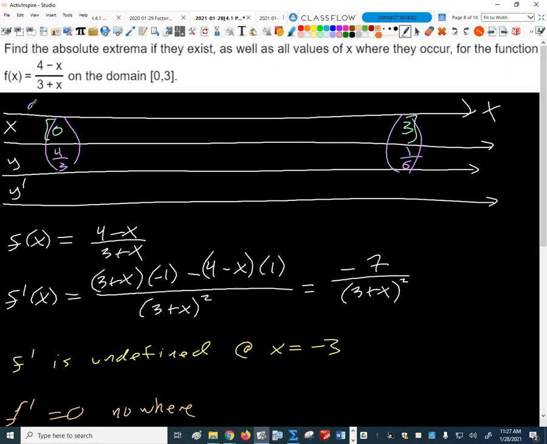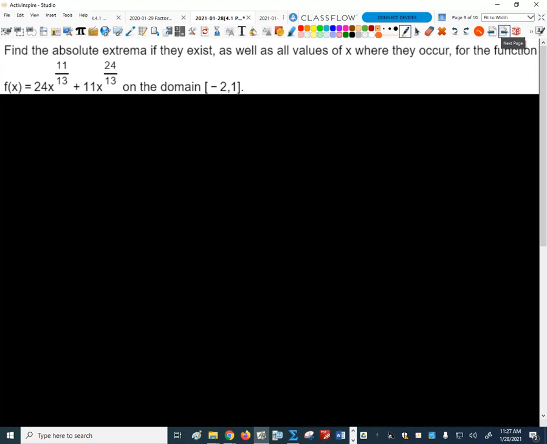Okay, so we know that this is our absolute max, and this is our absolute minimum. Okay, what about one like this? Let's go ahead and do the derivative first, and then we'll build our table after this time. Let's go ahead and calculate the derivative and get that out of the way.